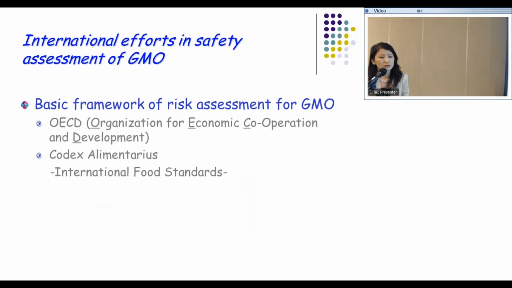For the safety assessment of GMO, many international organizations have played an important role, especially the WHO, FAO, OECD, and Codex. Especially for the basic framework of risk assessment of GMO as food, the role of OECD and Codex Alimentarius cannot be discounted.